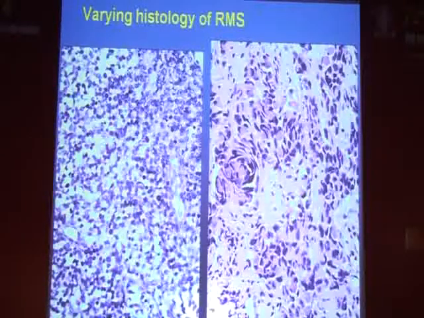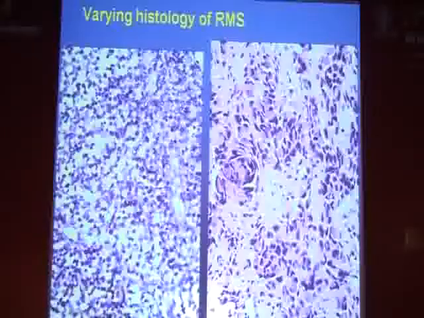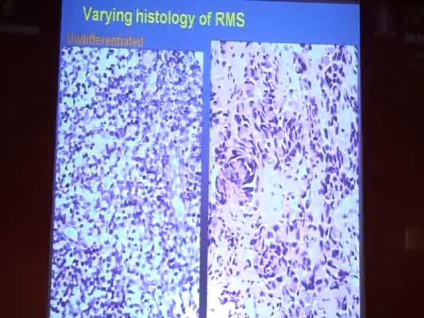So we see small round cells, and they have very scant cytoplasm, a dense hyperchromatic nucleus, and inconspicuous nucleolus, but they have very high mitosis, and these are then known as undifferentiated small round blue cell tumors.